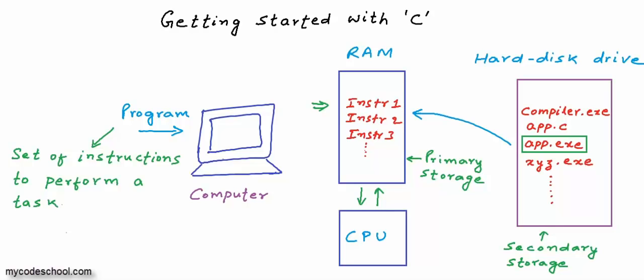And sometimes an instruction can be to jump to another instruction. So in that case, CPU will not fetch the next instruction sequentially. So instruction 3 could be to go back to instruction 1.